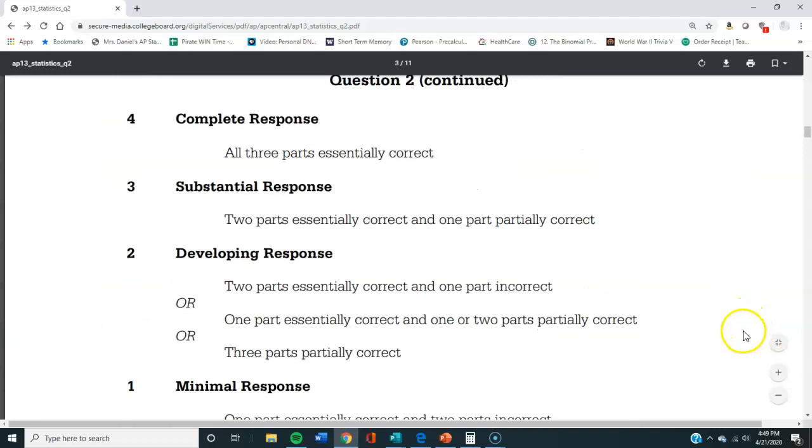4, if you have 3 E's, that's a 4. 2 E's and 1 P is a 3. It's same as last time.